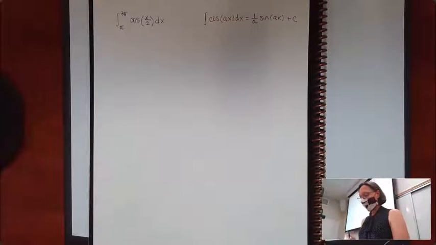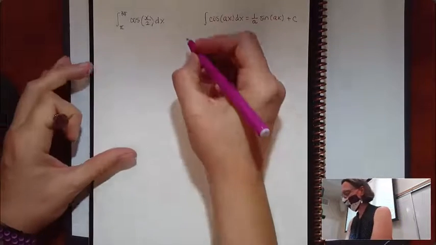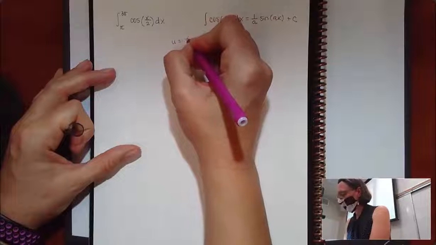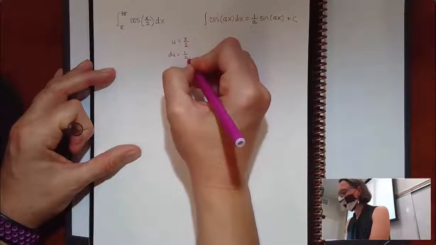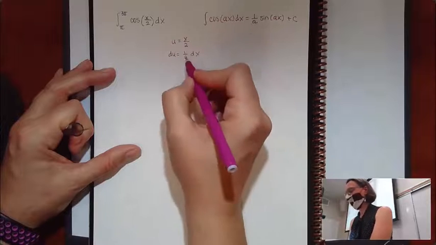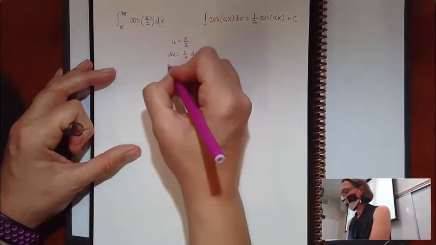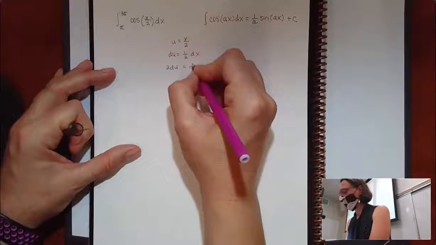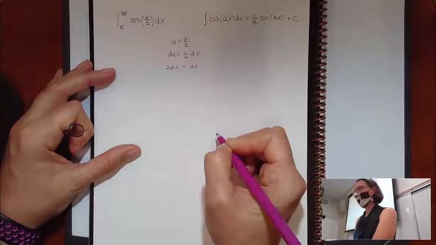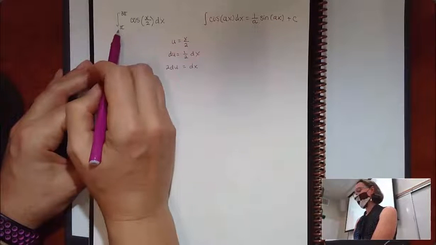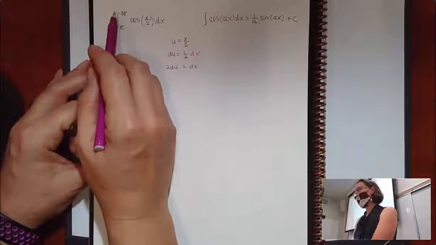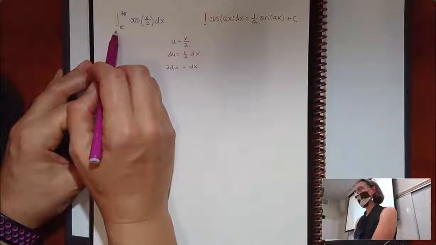When I look at this, because it's not just a cosine x, there's something else in there. I'm going to let that something else be equal to U, which means that my du would be 1/2 dx. I don't have the 1/2, so 2 du is what I would substitute for dx. We have a choice to make. Do we convert the limits, or do we plug our x's back in at the end?